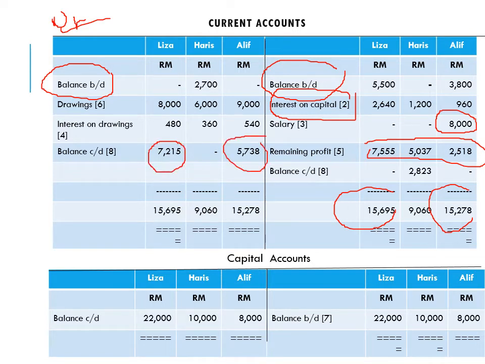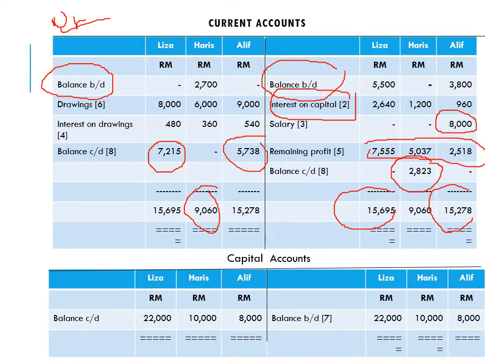On the other hand, Harris has more debit balance than credit balance. Therefore, on Harris's credit side, it would have a balance carried down of 2,823. So next year, the opening balance in Harris's current account would be on the debit side. If you carry it down, the opening balance, which is the balance brought down, would be on the debit side. For Lisa and Alif, their opening balance would be on the credit side.